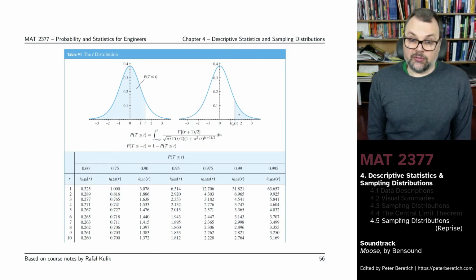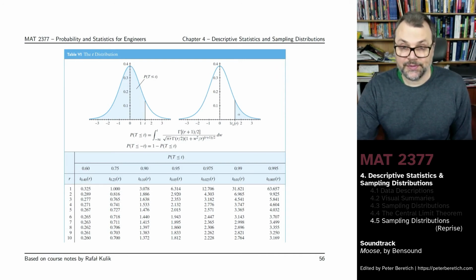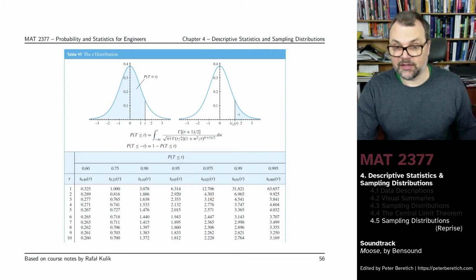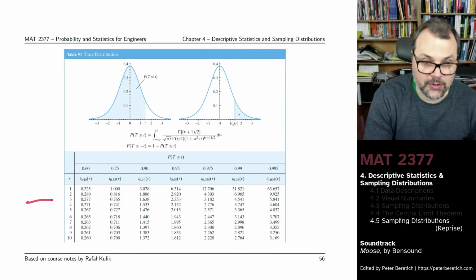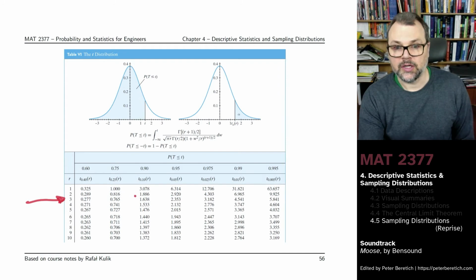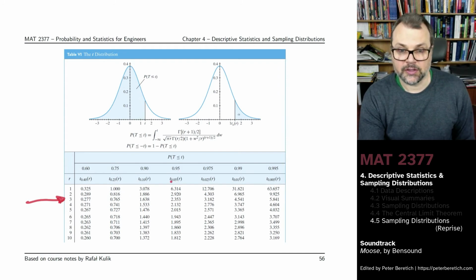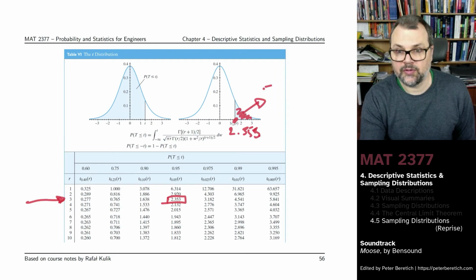And you just need to know how to read the table. So what's the point after which the area under the curve is equal to, say, I don't know, 5%? If you have 3 degrees of freedom, well, you go into the 3 degrees of freedom row and you find the value that corresponds to 5%, 2.353. So if this was the t distribution with 3 degrees of freedom, this value here would be 2.353, and the area under the curve would be 5%.